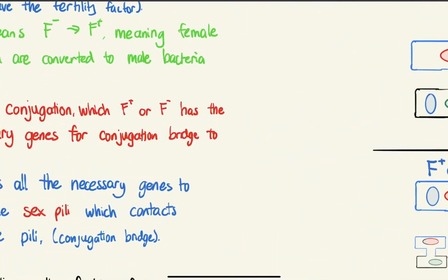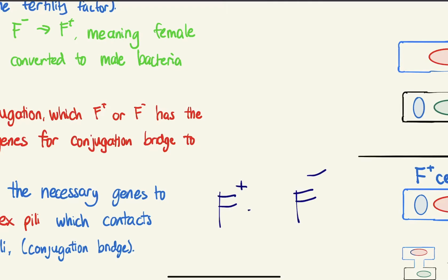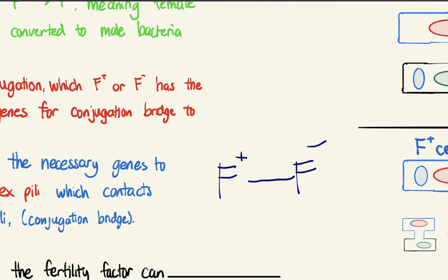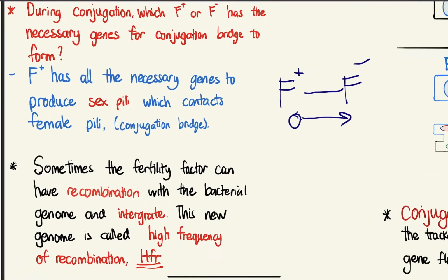Another important thing to understand is that with the male, the female, and the conjugation bridge, the direction of the gene transfer is unidirectional, meaning it goes in one direction to another destination, and that's the only way. So the extrachromosomal fertility factor is being delivered to the female via the conjugation bridge. It's one direction. It's important to memorize and understand that.